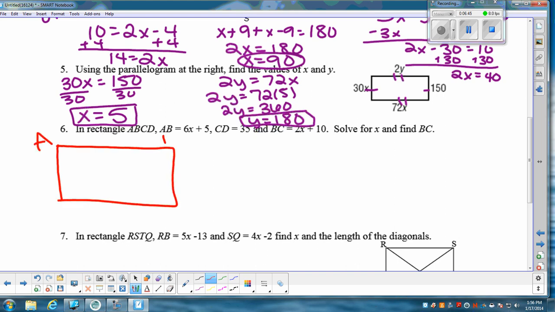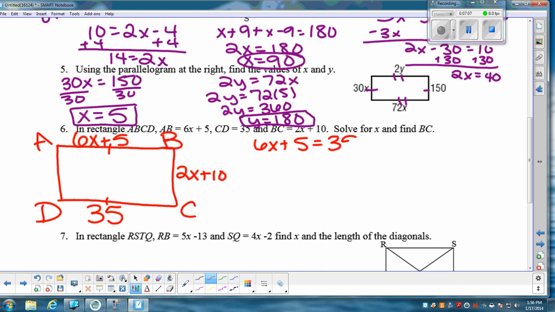We name our corners, being careful of our order. We know that AB is 6x plus 5. We know that DC is 35, and BC is 2x plus 10. So we know our opposite sides are congruent, so 6x plus 5 has to be 35.